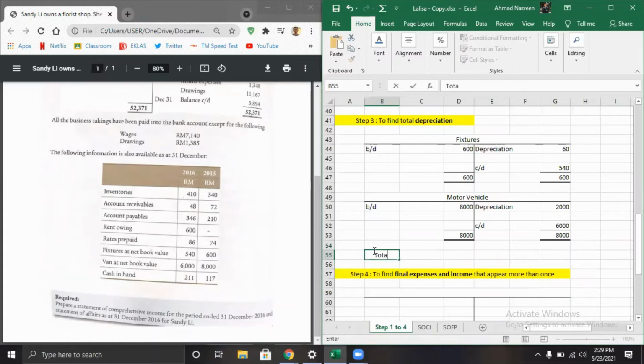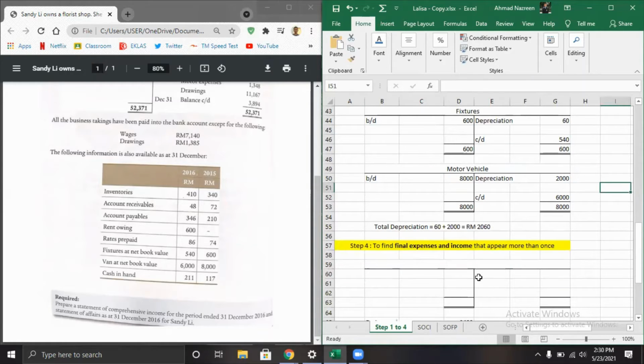For total depreciation, plus 2000, useful. And now the final step is to find the finance expenses, the expenses and income.